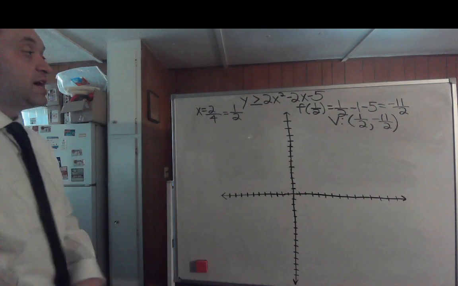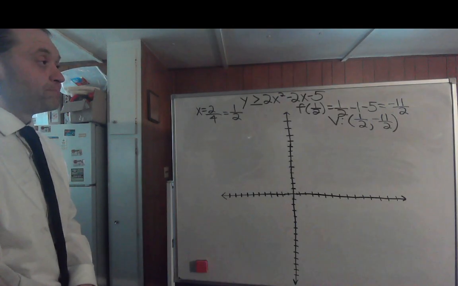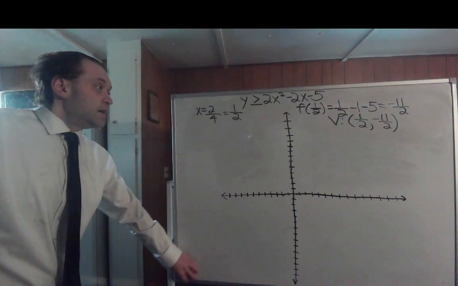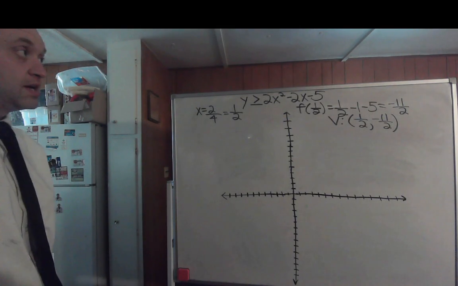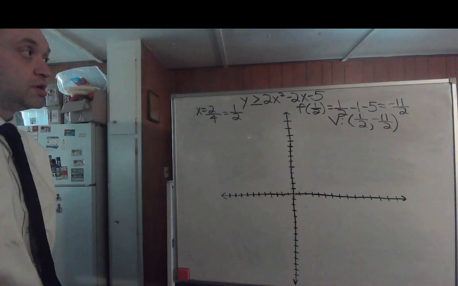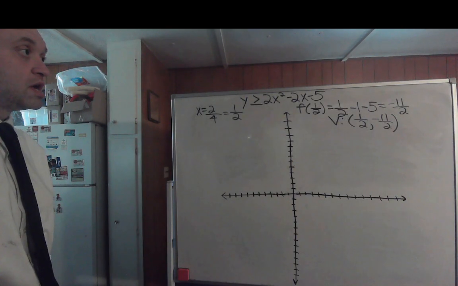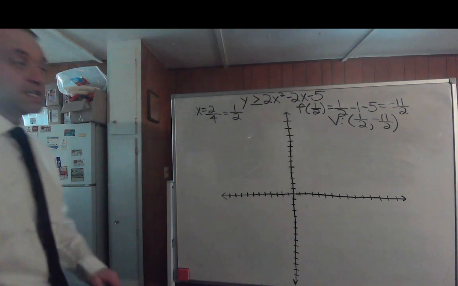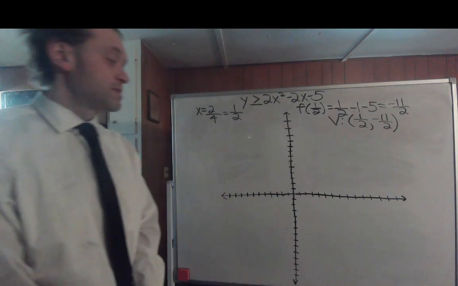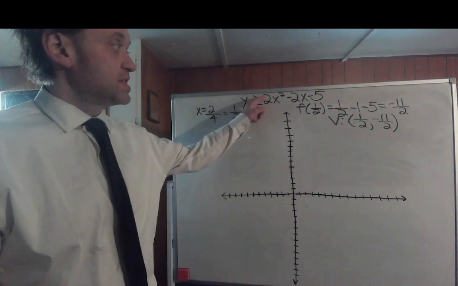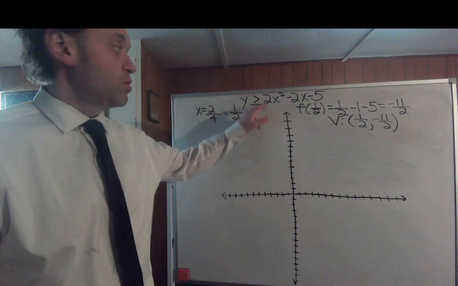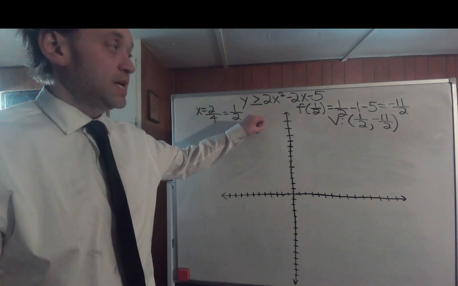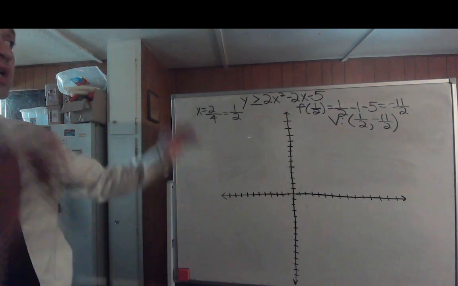Let's see if we could find x-intercepts. Well, this is definitely not factorable. But we almost don't need to know the x-intercepts, because what does the sign on your quadratic tell you? It's positive, so it's going to open upward.